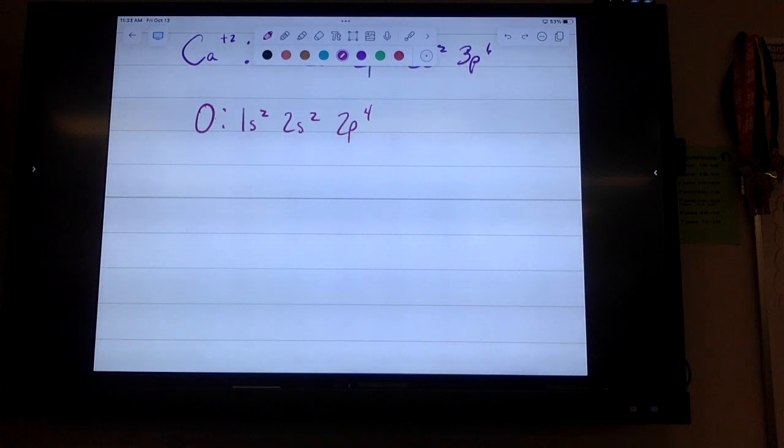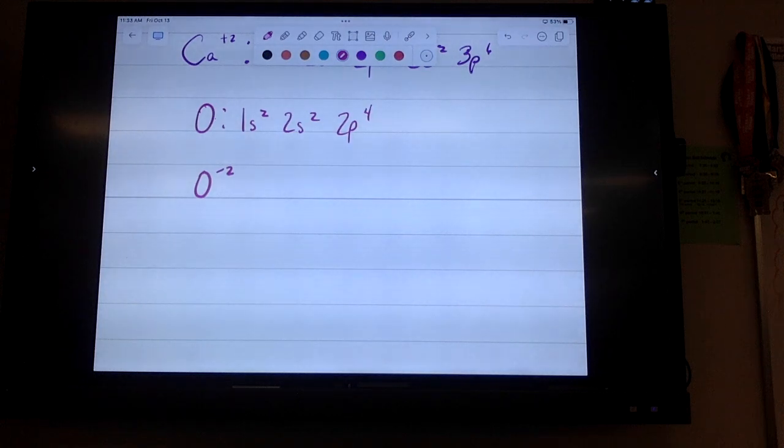When I say the oxygen ion, what does that mean? Oxygen with what charge? Minus 2. Y'all need to review your oxidation numbers. Okay, so what does that mean? It has gained 2 electrons, so you're going to move forward 2 places. 1s2, 2s2, 2p6. Done.